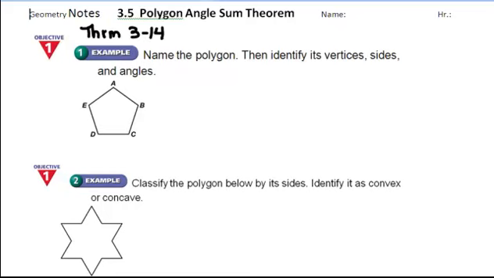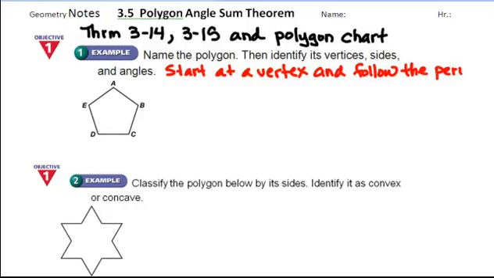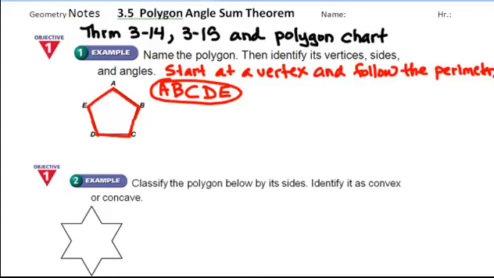All right. First of all, let's talk about how you name a polygon. When you name a polygon, you start with one vertex and you follow the perimeter of the polygon. So start at a vertex and follow the perimeter. If I'm going to name this polygon, I'm going to start at A, and I'm going to go to my next letter, B, C, D, E, and it brings me back to A, so I don't need to repeat it. This is the name of the polygon, ABCDE.